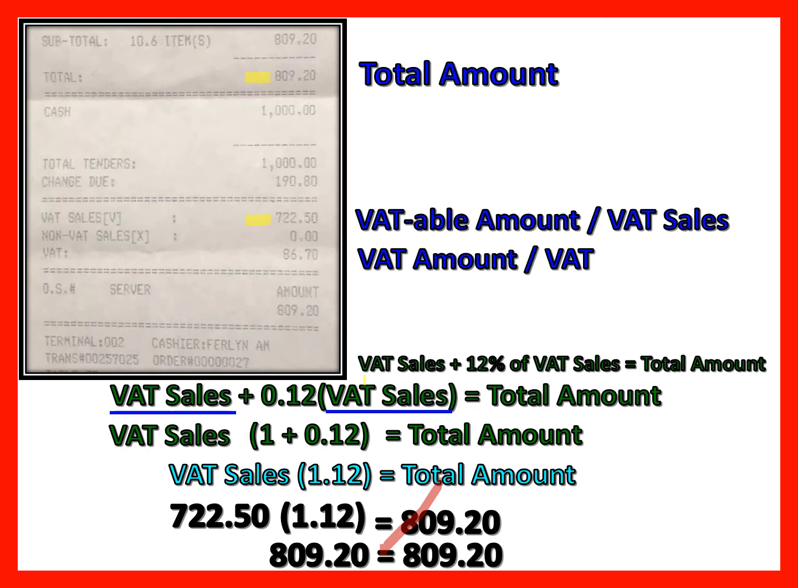So let's go to the other solution. But I want you to remember this formula: the VAT sales multiplied by 1 and 12 hundredths equals the total amount. Okay? So let's go to the next solution.